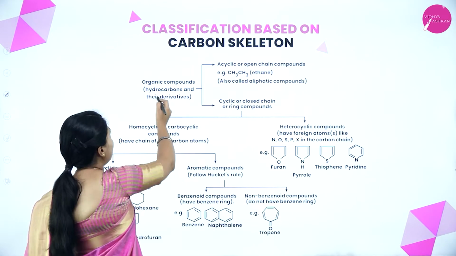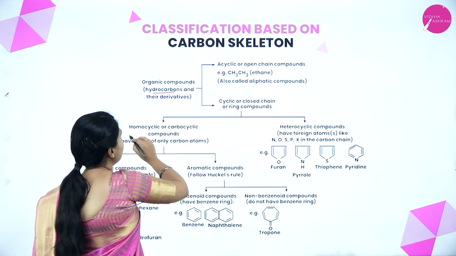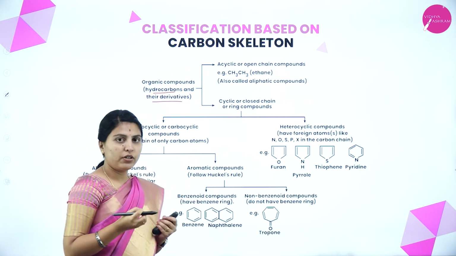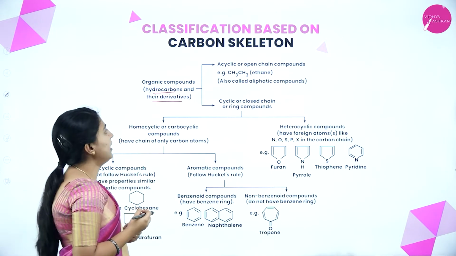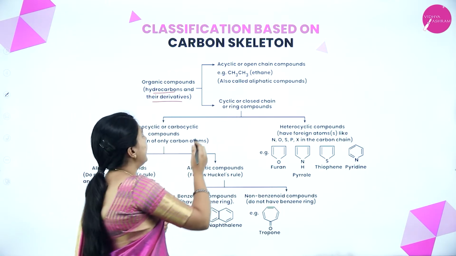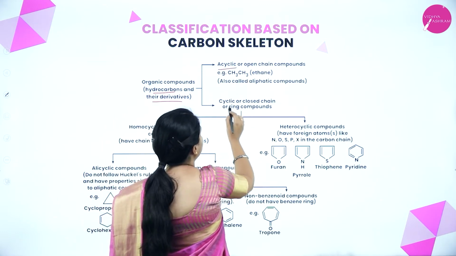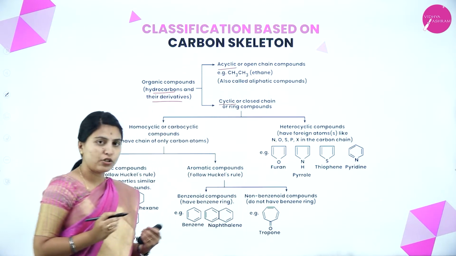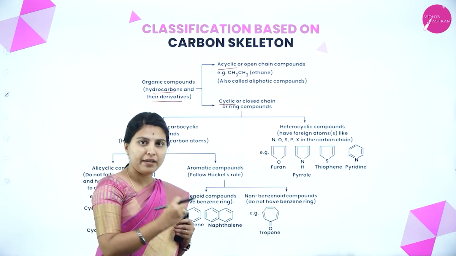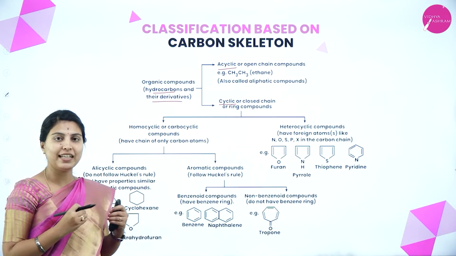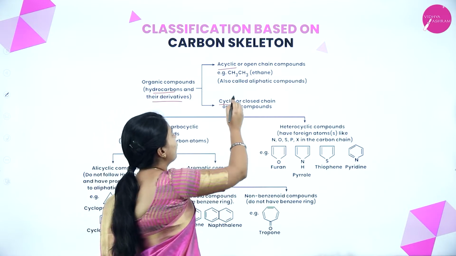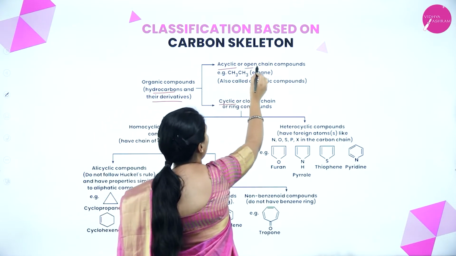See here, organic compounds are nothing but hydrocarbons and their derivatives, right? What are hydrocarbons? The hydrocarbons are the compounds which contain hydrogen and carbon. They are divided in the first line into acyclic and cyclic. Acyclic can also be called open chain compounds, meaning all the carbon atoms will be laid in the same plane or same line, in a single line. For that kind of compounds, we call it acyclic or open chain.